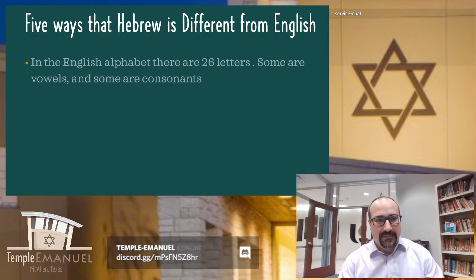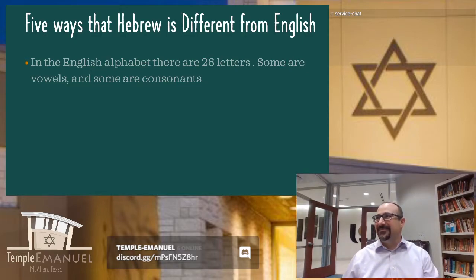Number 2, in the English alphabet, there are 26 letters. Some are vowels and some are consonants. For vowels, you've probably heard of A, E, I, O, U, and sometimes Y. Is there a sometimes vowel in Spanish? Is there a letter that's sometimes a vowel in Spanish? No. Why? E. So it's the same in Spanish: A, E, I, O, U, and sometimes Y. Depends on the context.